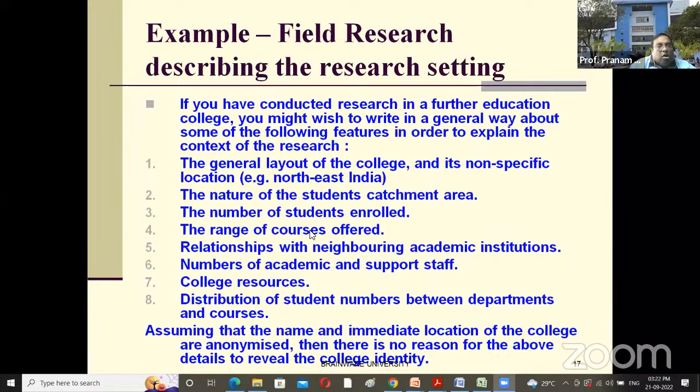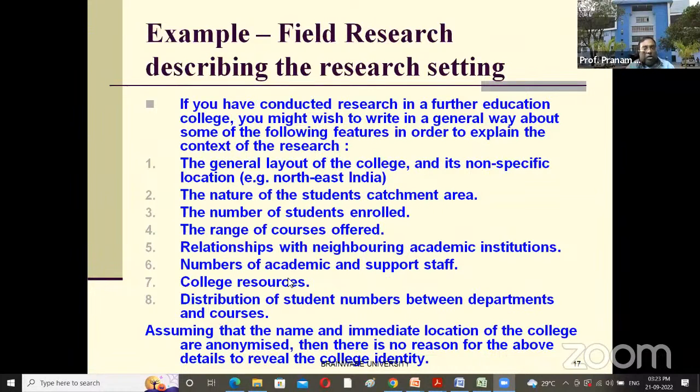Now, taking one example of field research describing the research setting. If you have conducted research in a B.Ed college, that is the further education college, you might wish to write in a general way about some of the following features in order to explain the context of the research. The general layout of the college and its non-specific location. For example, if it is in Northeast India, then you have to write it. The nature of the students' catchment area, the number of students enrolled, the range of courses offered, relationship with neighboring academic institutions, number of academic and support staff, college resources, distribution of student numbers between departments and courses.